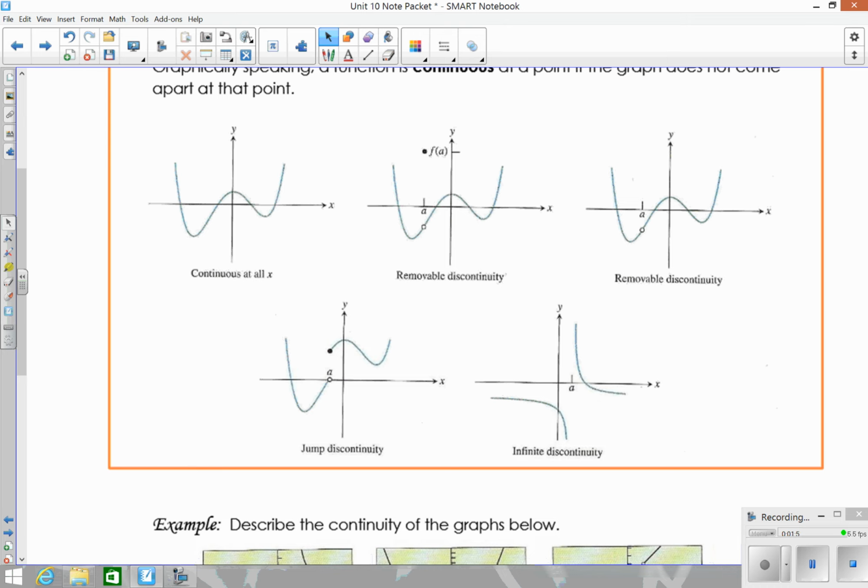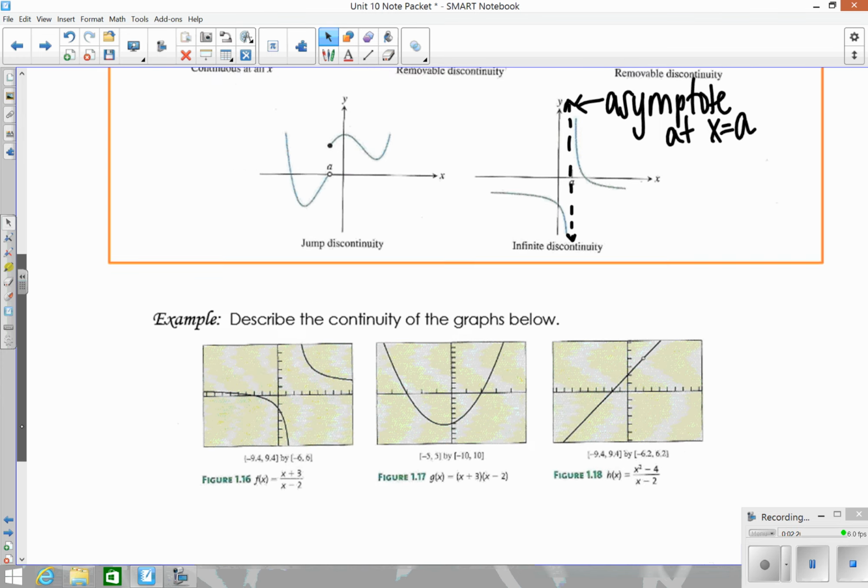And then this last one is called an infinite discontinuity because there's an infinite number of points along x equaling a that are not included. So I go down, then I pick back up on the right-hand side, but it's infinite because this is actually called an asymptote. So this line right here is an asymptote at x equaling a. So because of the infinite discontinuity, that's why I have an asymptote.